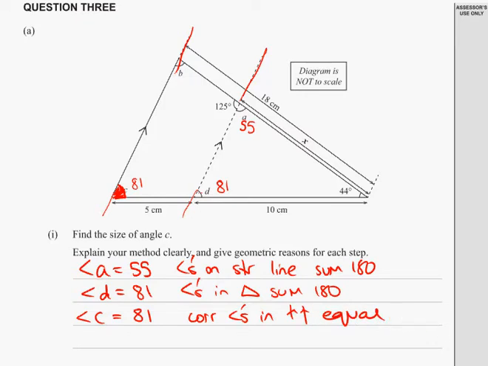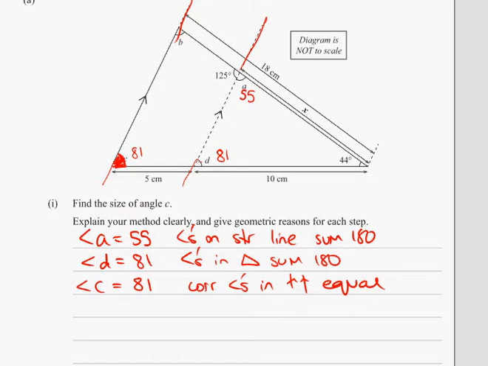Right, part 2. Now I don't actually want to lose the triangle on this one. We'll just erase those angles for the next part. So you'll have to imagine that I've brought up part 2, which says find the length marked X in the diagram, explain your method clearly and give geometric reasons.